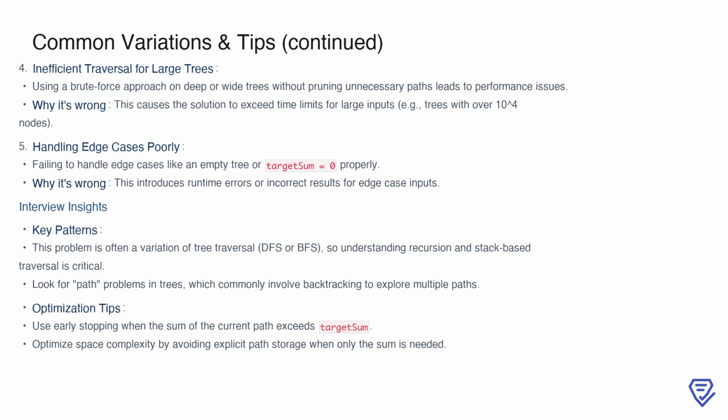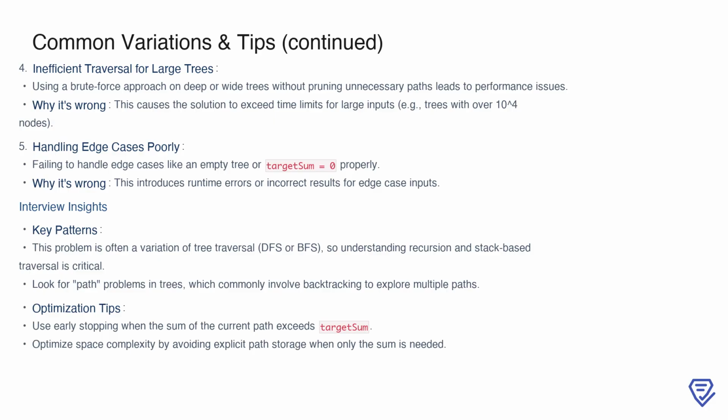Poor handling of edge cases is another common challenge. For instance, failing to account for an empty tree or a target sum of 0 can cause runtime errors or incorrect results. Addressing these edge cases proactively ensures robustness.